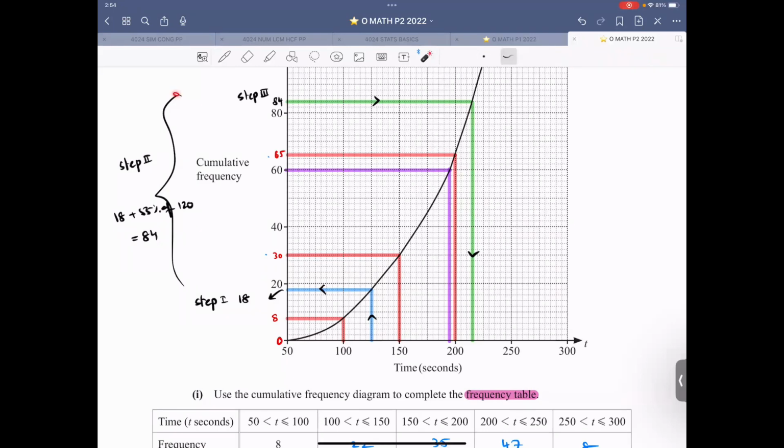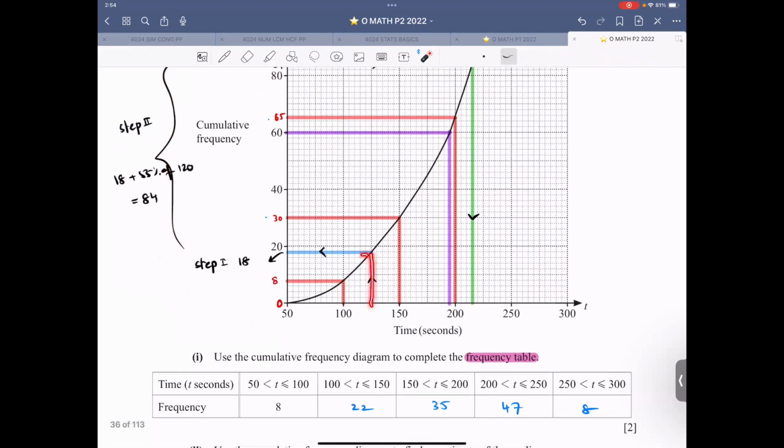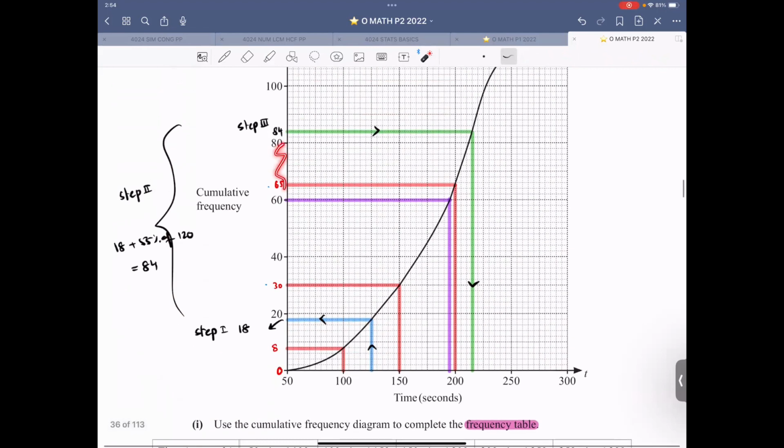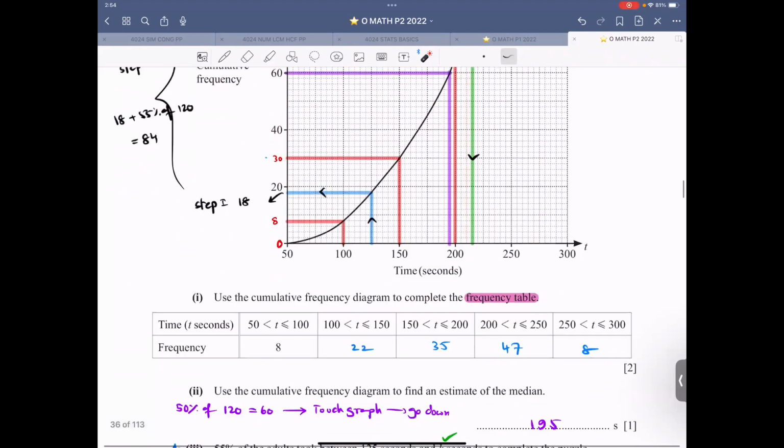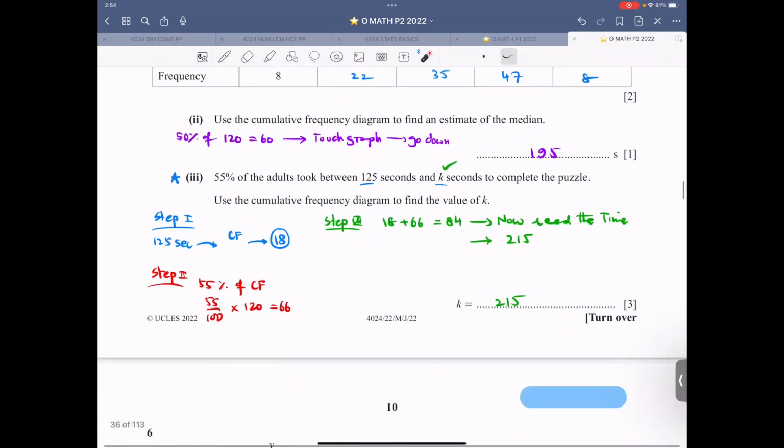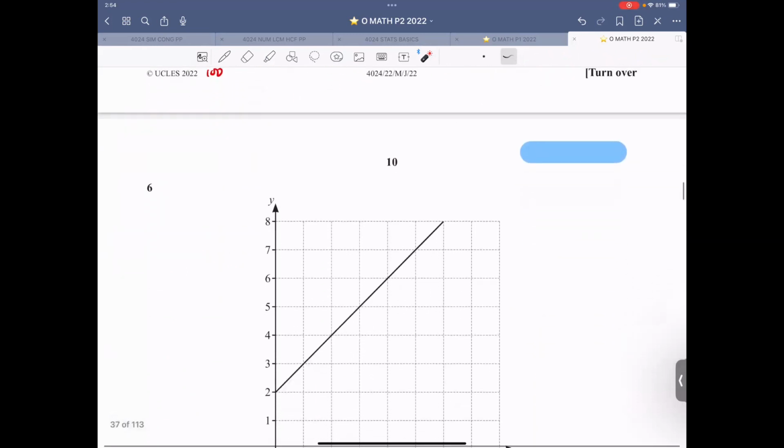So basically, 85% of the distribution lies between these two values. So that's how we do it. The first step, read off 18, then evaluate 55%, get the value 84. From 84, read off this value, and this answer is 215. So that is, I think, the trickiest part till now.